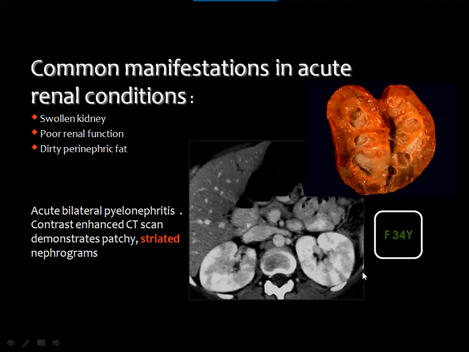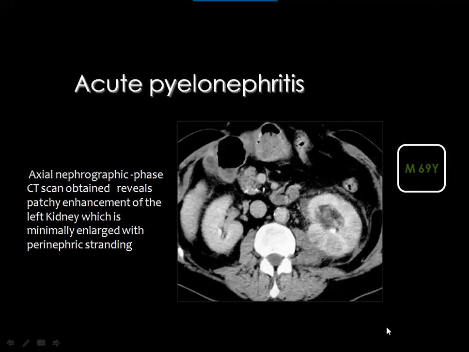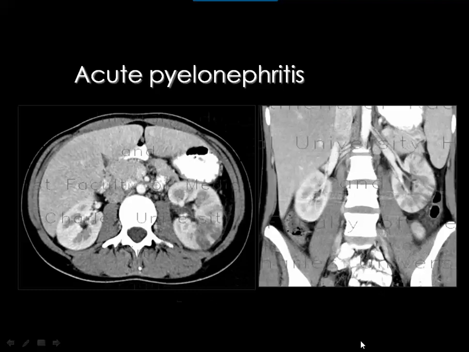Then if you see that the kidney is swollen with a striated nephrogram, and this is what we call a striated nephrogram, this is diagnostic of acute pyelonephritis. And you see here, this is the kidney which is swollen compared to the opposite side, and you see the striation of the nephrogram, and you see the dirty appearance of the perinephric fat, and you see the thickening of the Gerota fascia, and this is a case of acute pyelonephritis.